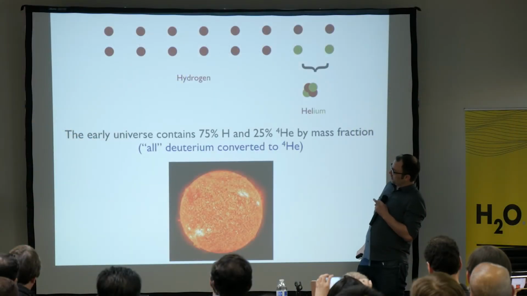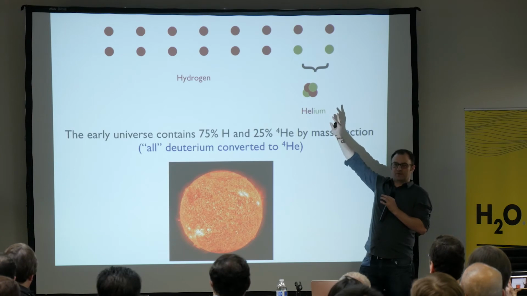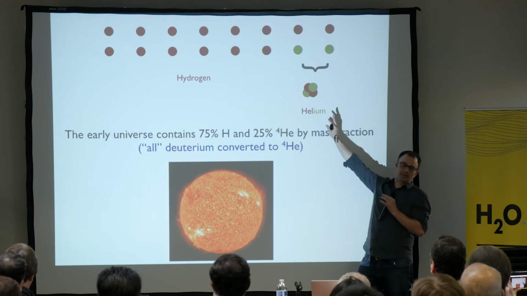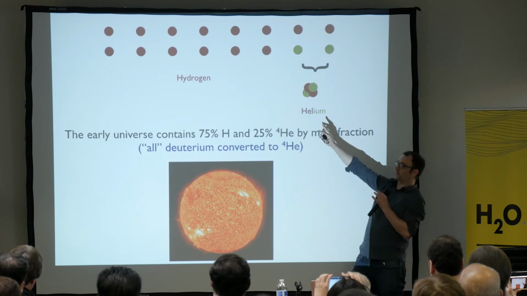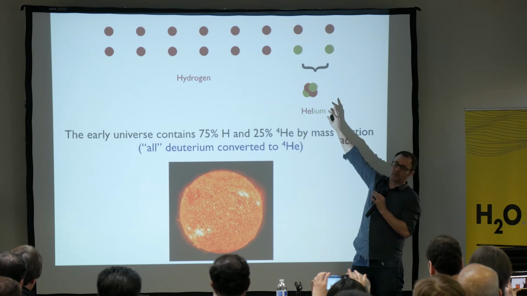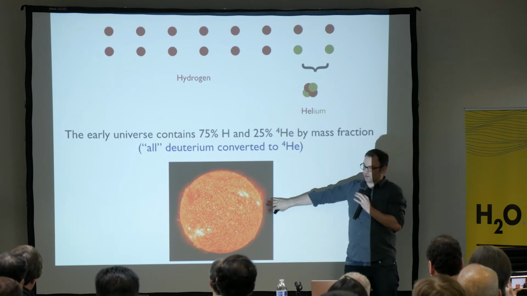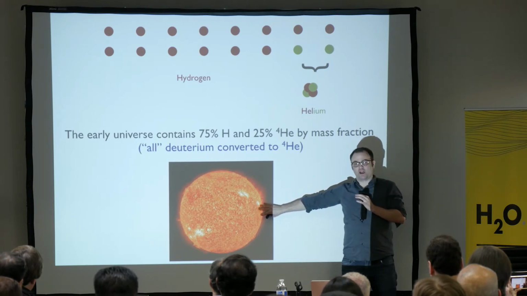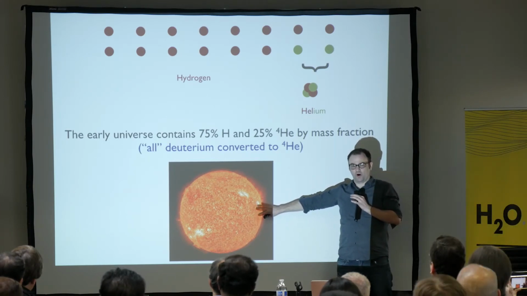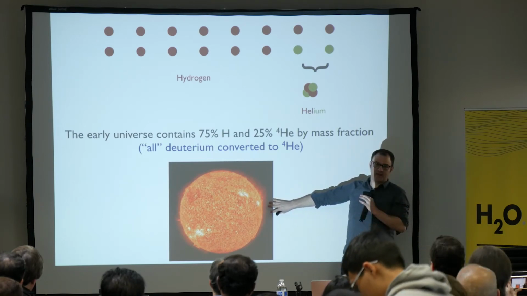Turns out the early universe was roughly 75% hydrogen and 25% helium by mass. So if you weighed the universe a few minutes after the Big Bang, 75% would be hydrogen and 25% would be helium, of all the stuff we know about. And this is actually very good because you may not know it, but the sun is a hydrogen star. It's almost all hydrogen. And that's good because it means it's a very stable star.